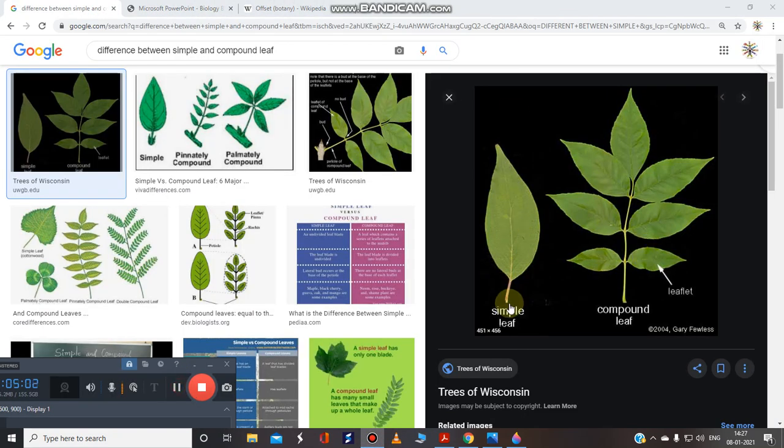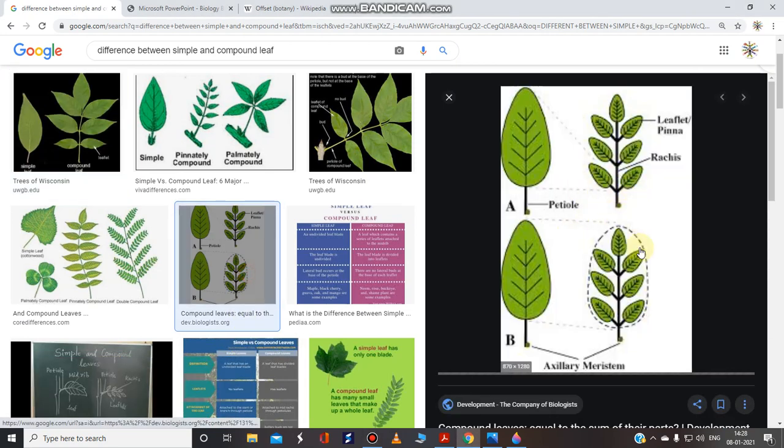As you can see in the image, this is the example of a simple leaf. This is the petiole, and this is a leaf blade. But in this case, this is a stem part. Compound means many, so from a single petiole, different leaflets will form. So this type of leaf is an example of what? Compound leaf. It will be clear over here.